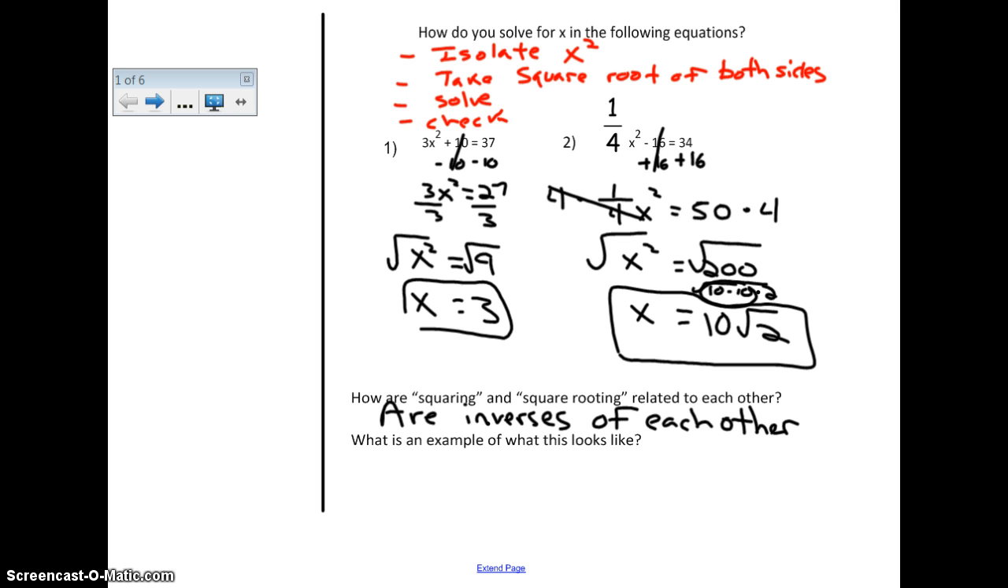So, for instance, what is an example of what this looks like? 4 squared is equal to 16. Well, what's the square root of 16? It's equal to 4. So just let that sink in real quick. Or you could look at it this way. What's the square root of 4 squared? It's equal to 4. 4 squared and 16 are the same thing. So take your pick. The square root of 16 equals 4, or the square root of 4 squared equals 4. Hopefully that helps you understand how squaring and square rooting are related to each other.